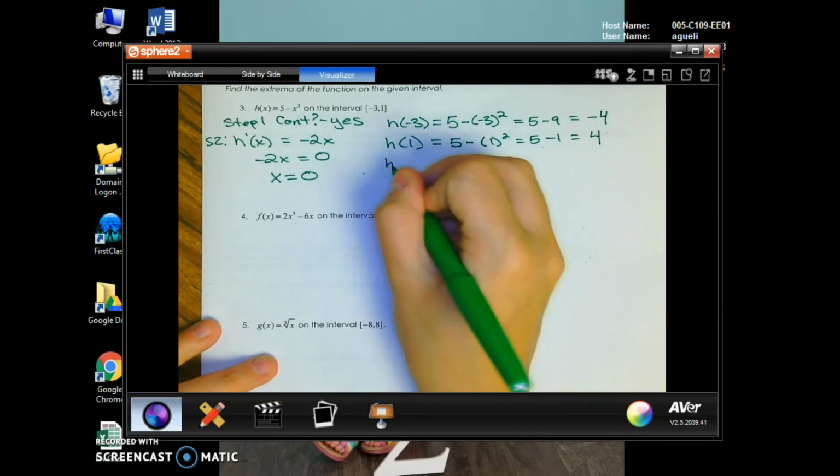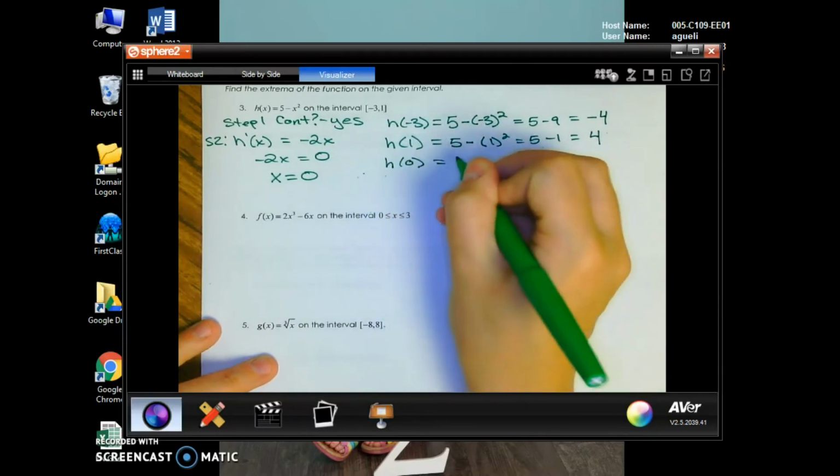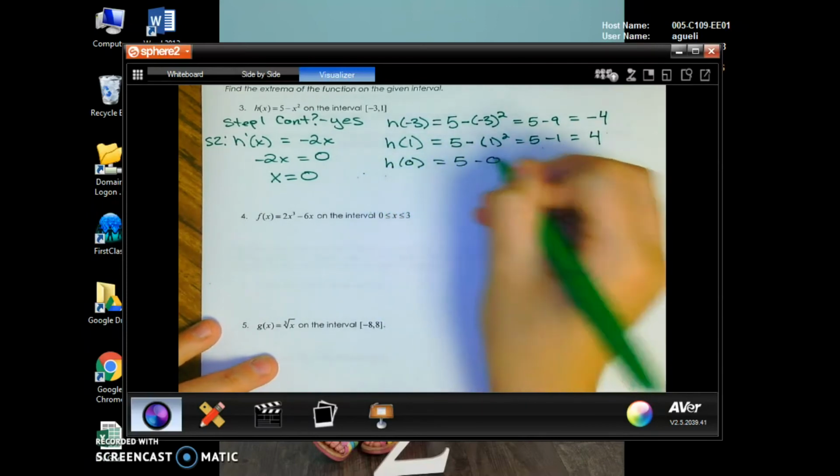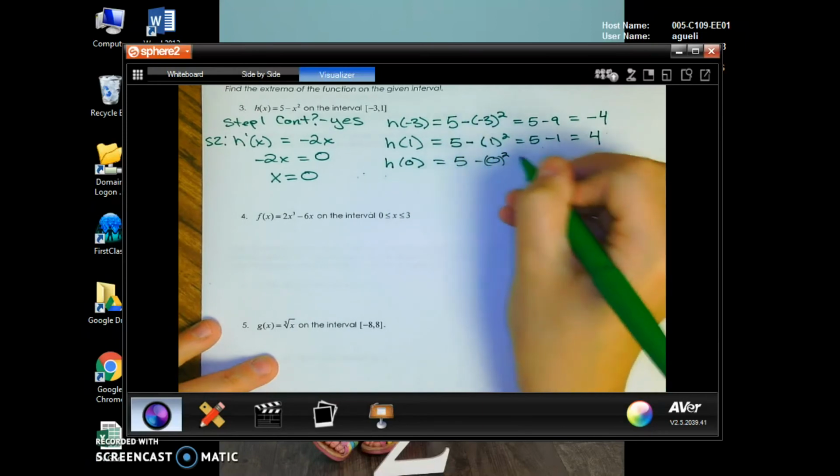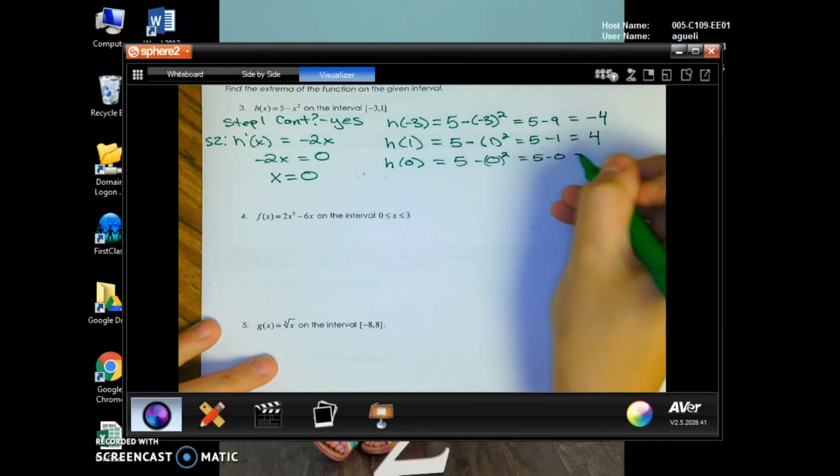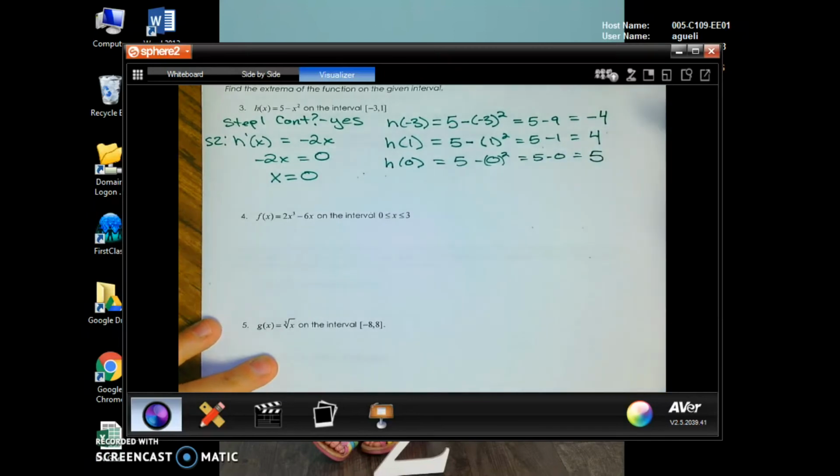And then I plug in 0. That was my critical value. So this minus 0 squared is still 0, right? But it'll be 5 minus 0 is 5. So then the important part is kind of looking at these y values and concluding which one is the maximum, which one is the minimum. So you'll see sometimes people put stars or, you know, something like that. Here I feel like the maximum is going to be 5 and the minimum is going to be negative 4.